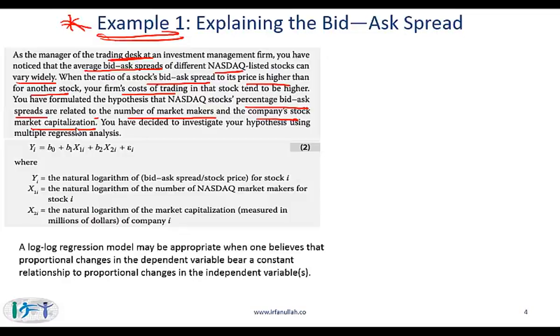Okay, so that's one point. Now to check your understanding, if you take this bid-ask spread, and when I say BAS, I'm referring to the percentage bid-ask spread, that's a given. We are saying that this is a function of the number of market makers.